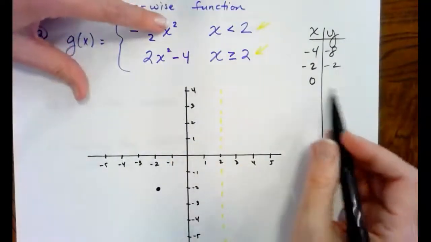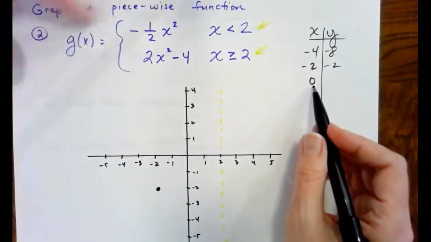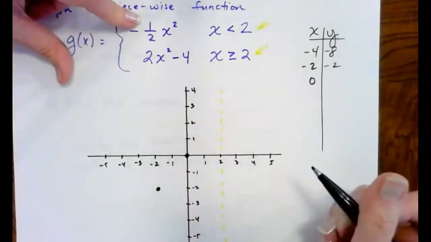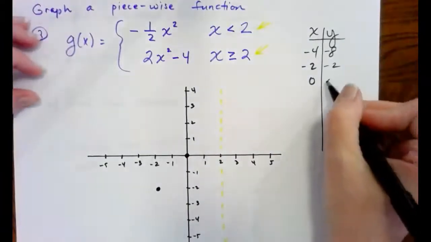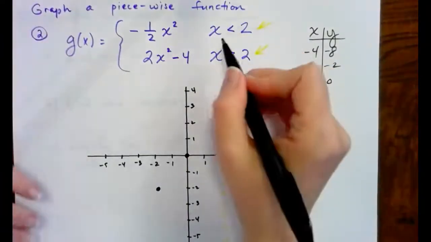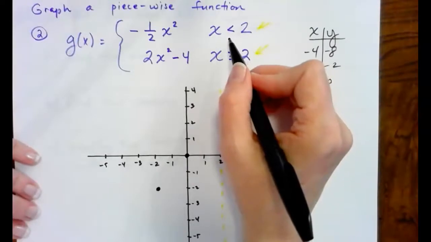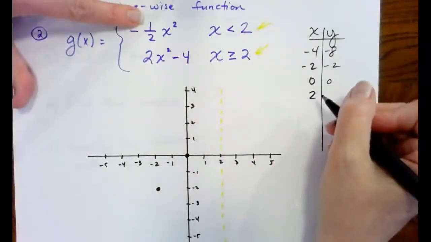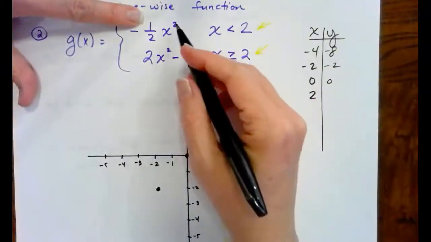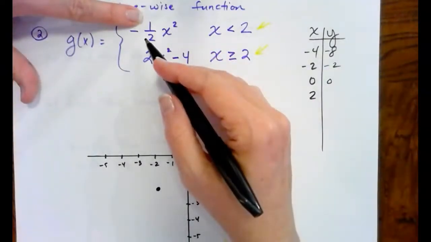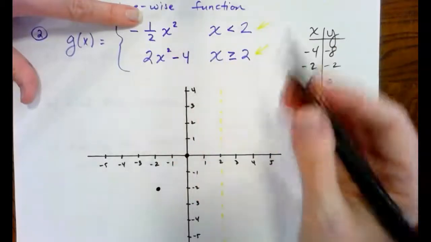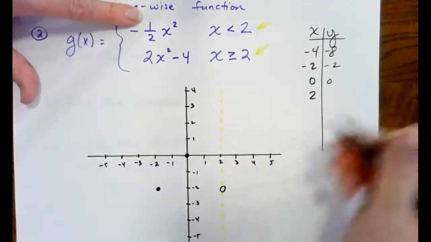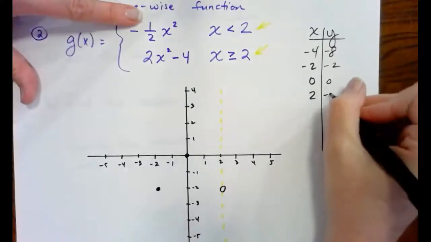And then, of course, g of 0 is going to just be 0. 0 squared is 0, half of 0 is 0. So we are going through the origin. Now, we talked about this in class. Even though this says x is strictly less than 2, if I plug in 2 into this top function, 2 squared is 4, negative half of 4 is -2. I am going to have an open circle right there.